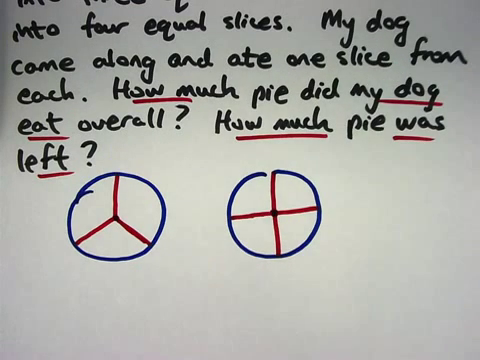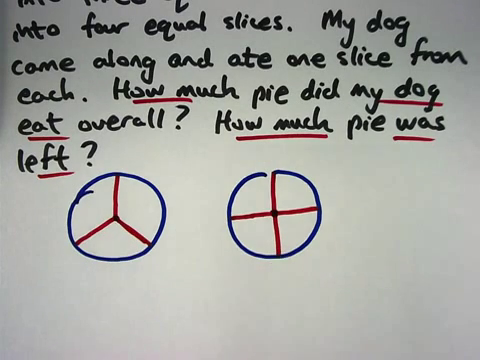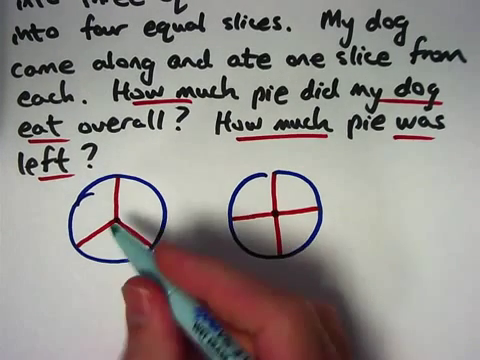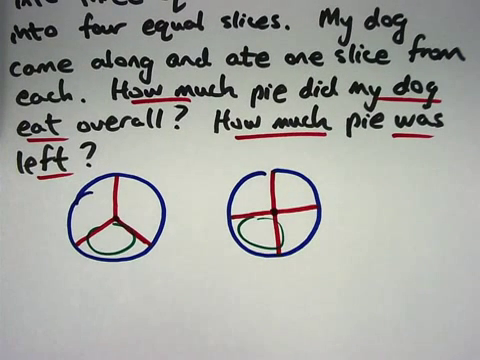So the pies overall have the same size, but you can see because you're slicing them into different numbers of pieces that these pieces are different sizes. These pieces over here are bigger than the pieces that are over there. So the dog ate, let's say, this piece there and this piece there. How much pie did the dog eat overall?